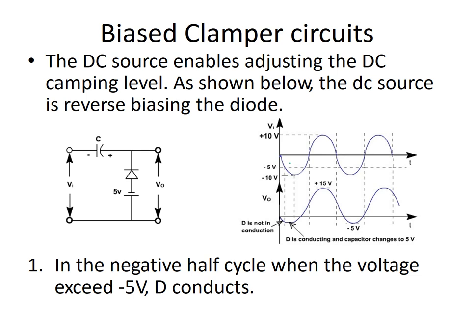So another, third form of the clamper circuit is the biased clamper circuit. For example, here we are using the positive diode clamper, with the DC bias here. So this is a 5 volt DC bias here. Now what will happen? This is an interesting thing. Now let's say this is our input cycle.